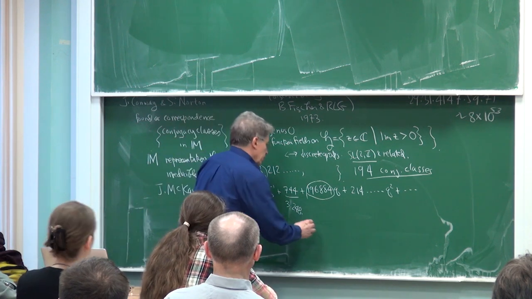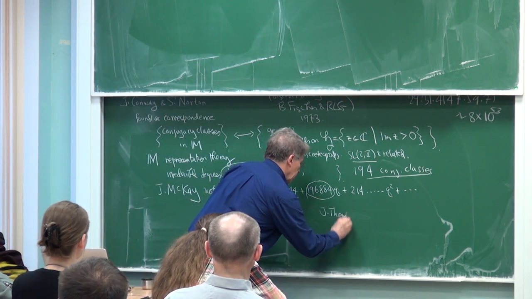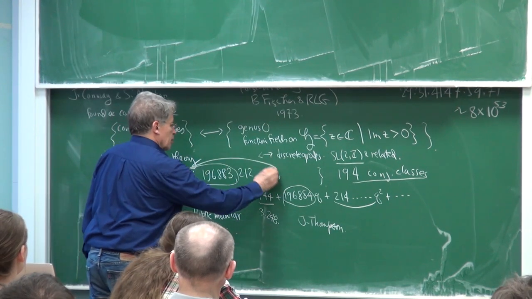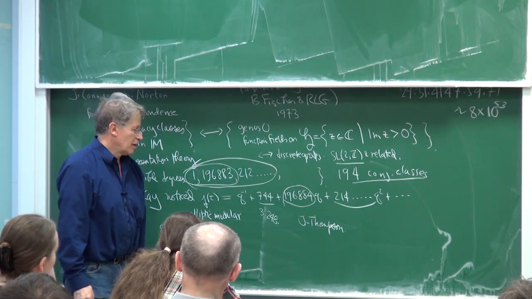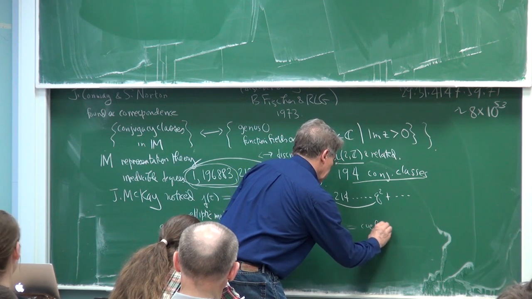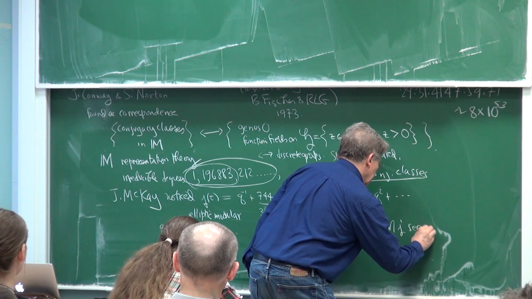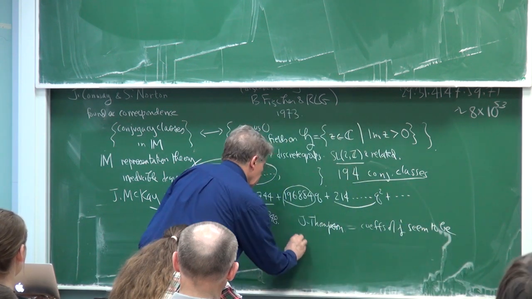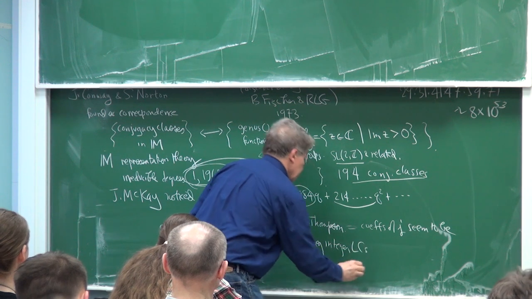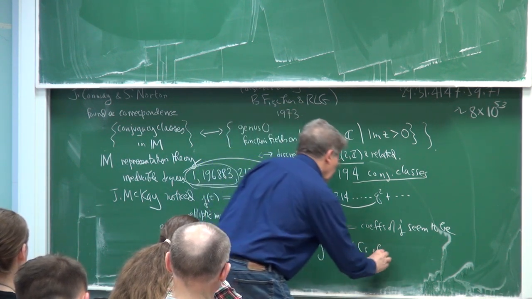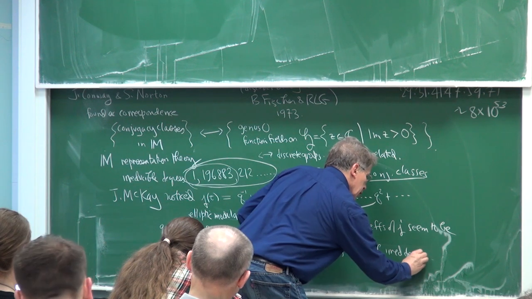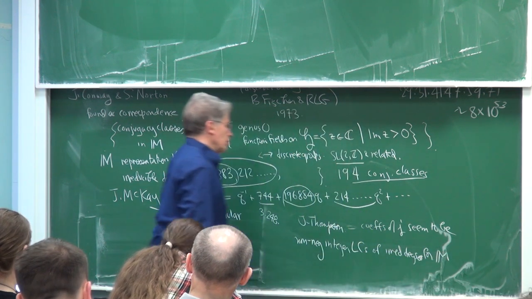Okay. And then John Thompson noticed that this number was the sum of this, plus the next degree. So why not carry on? Okay, so the coefficients of J seem to be non-negative integer linear combinations of irreducible degrees for the monster.